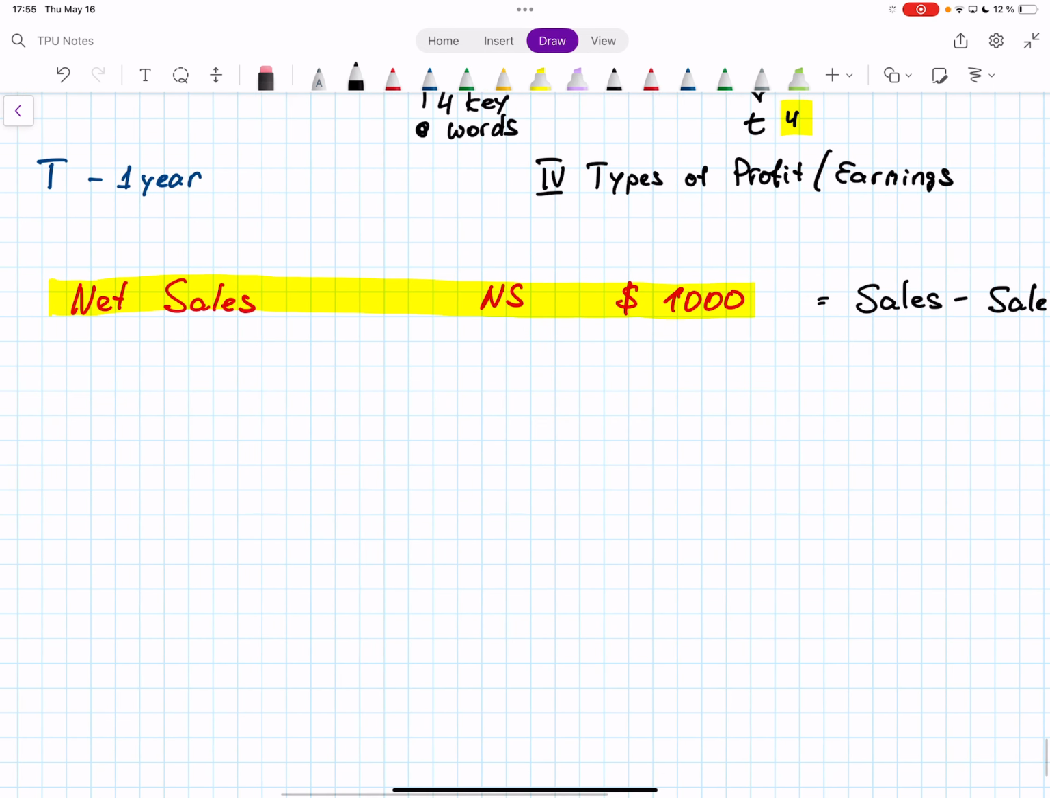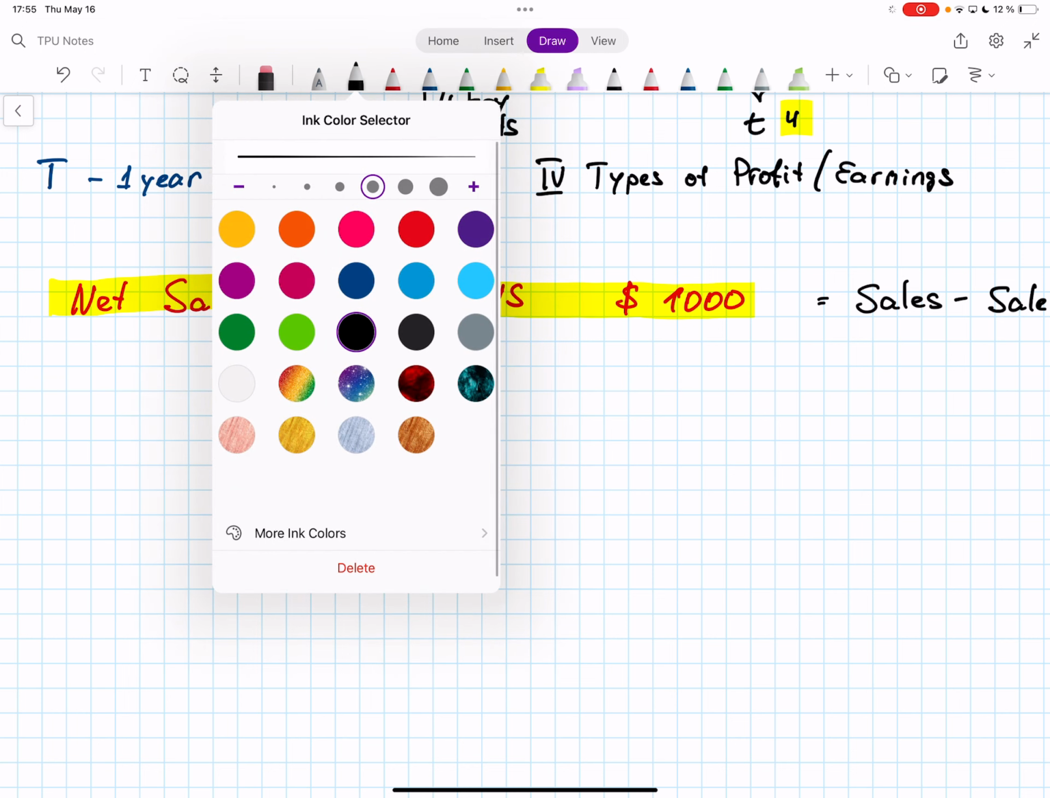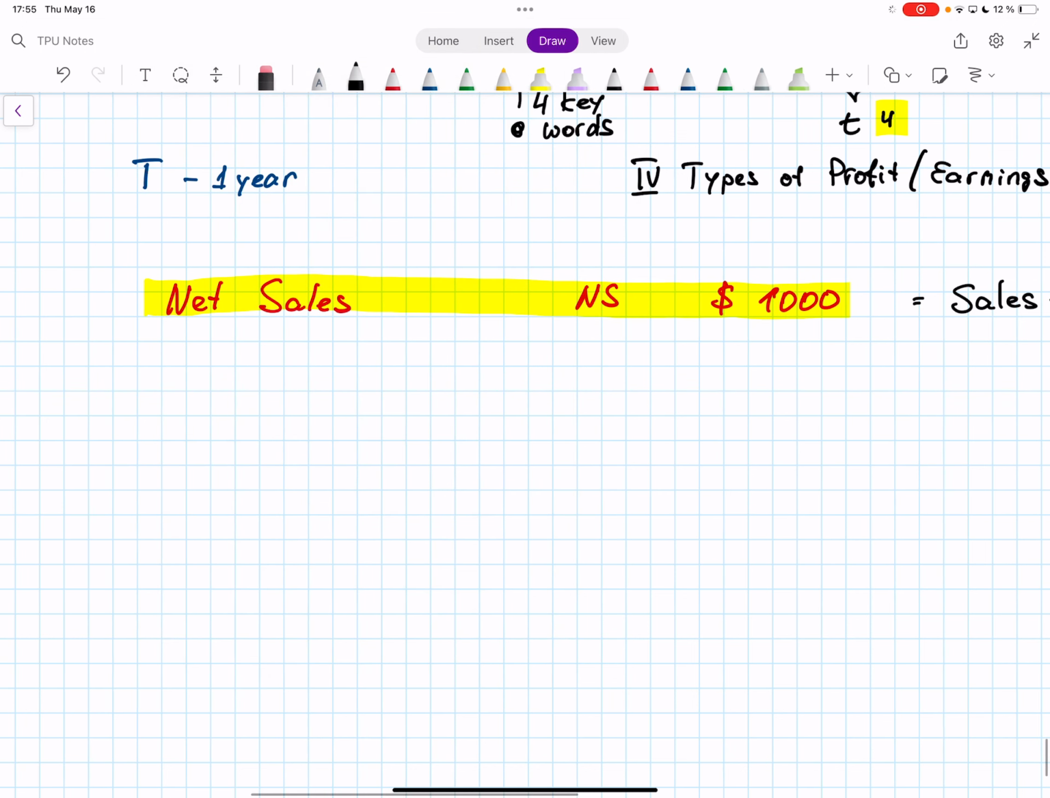Okay? Next is, this is our net sales, this is the income, this is the plus, this is what we gain. So this is part of income. Next we have cost of goods sold.